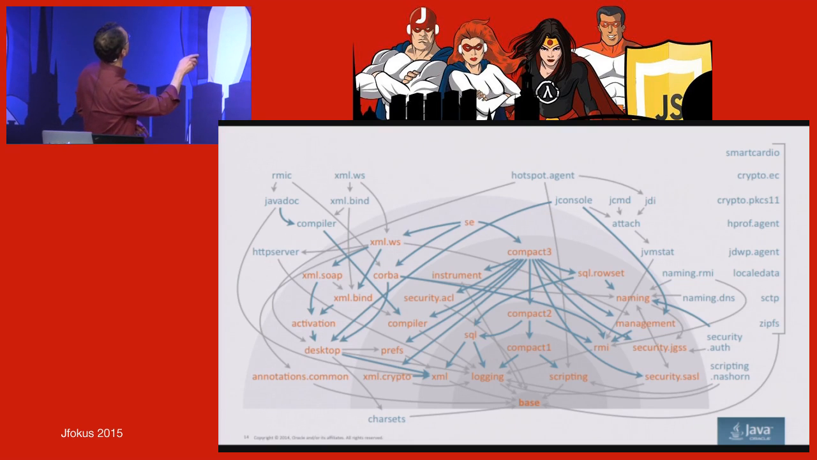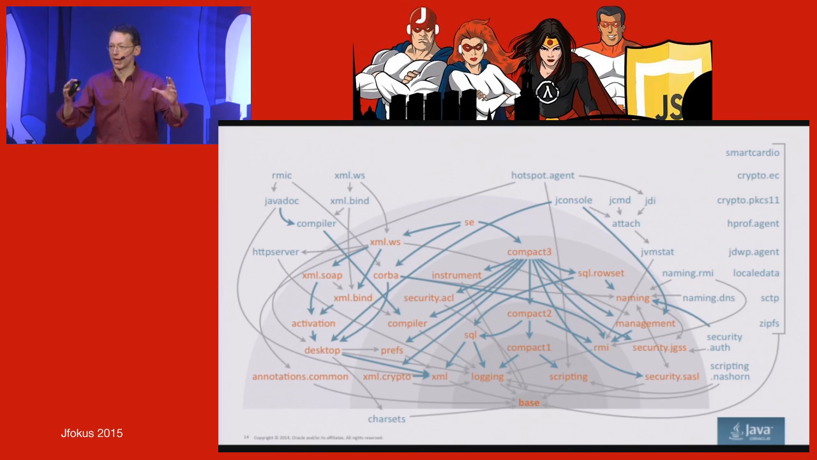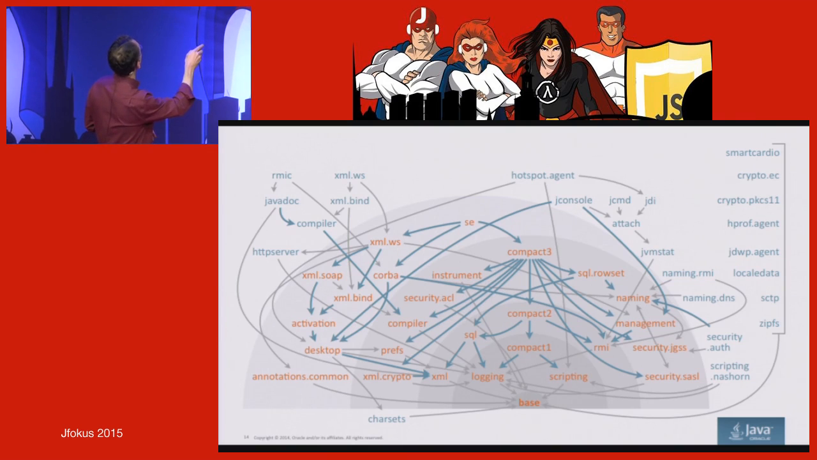Orange modules are modules that will be part of the Java 9, the official Java SE 9 platform specification. So the platform spec going forward will include the names of the standard modules and the API dependencies amongst them. So all of the orange modules will be in the platform spec, and all of the blue edges amongst them will be in the platform spec.